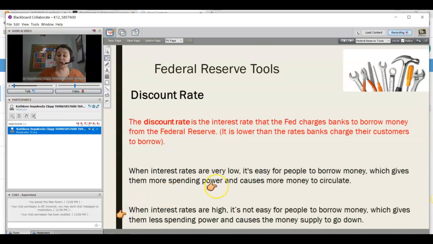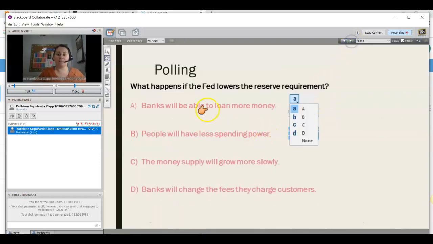But when interest rates are high, it's not easy for people to borrow money, which gives them less spending power because they're not going to want to spend because it's too expensive to spend, and causes the money supply to go down. Okay, so just remember that when interest rates are low, people are ready to buy. I can buy a lot of different things, but when interest rates are high, I'm not going to spend a lot of money because I can't afford it. So just remember that when we talk about that.